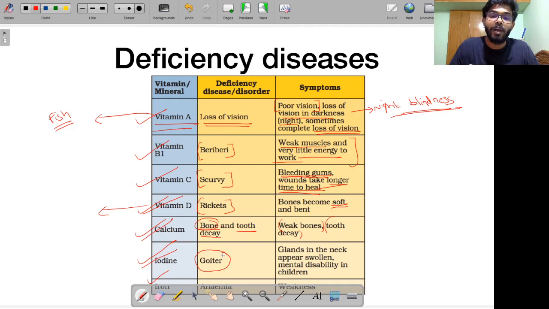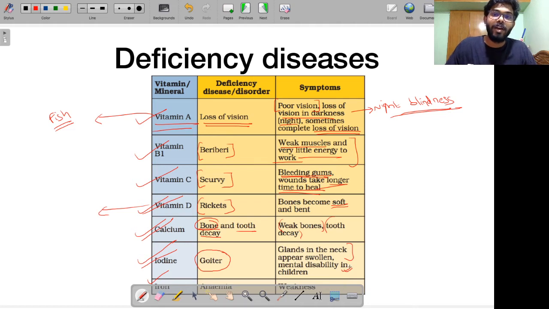Okay? Goiter is basically there are these glands in the neck. They appear to be swollen. You might have seen this in a lot of people also. Their neck, the region over here, the glands over here, appear to be swollen. That condition is called goiter. And also in children, mental disability is witnessed.